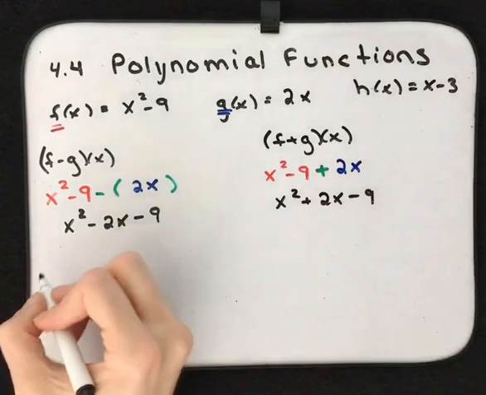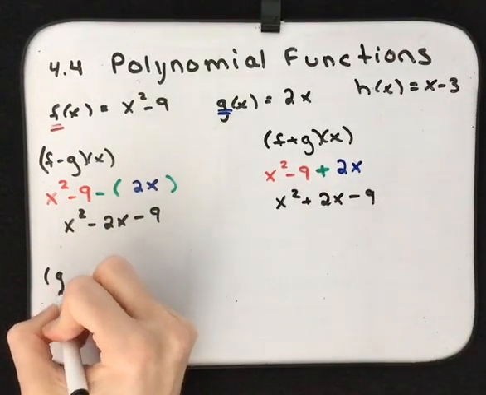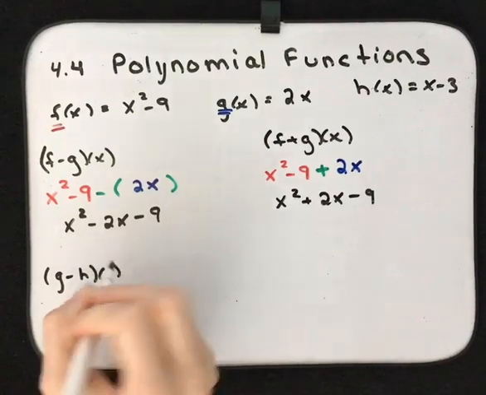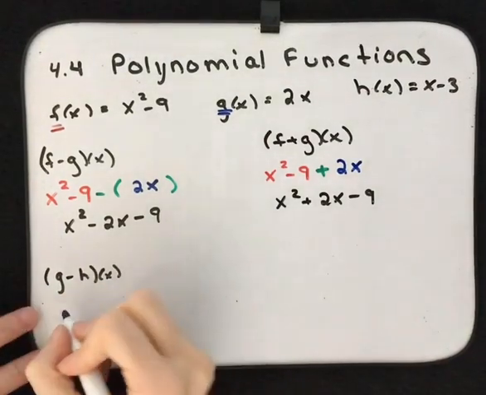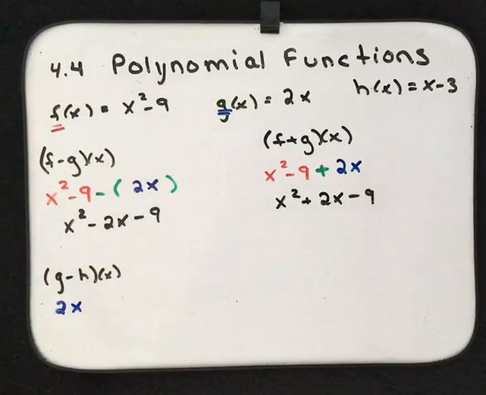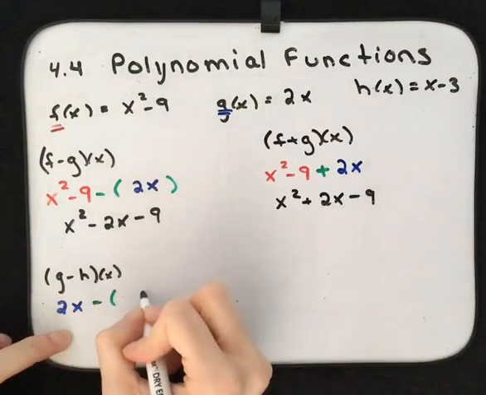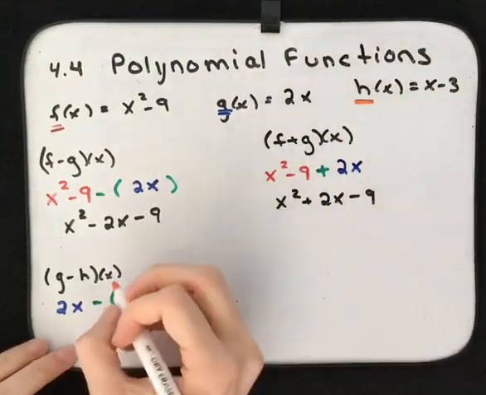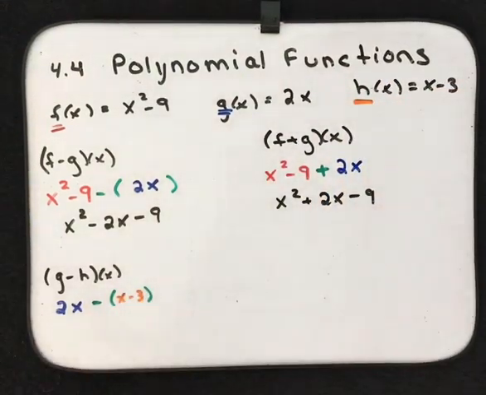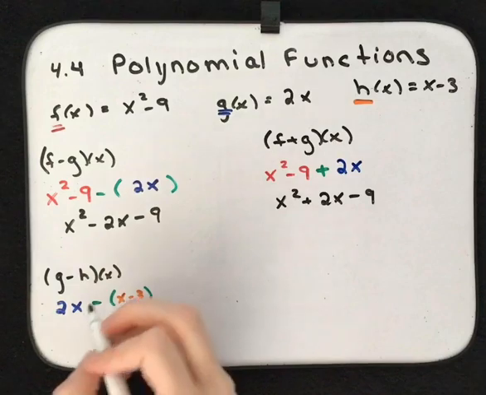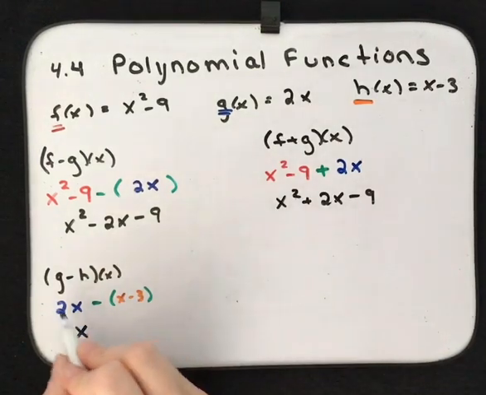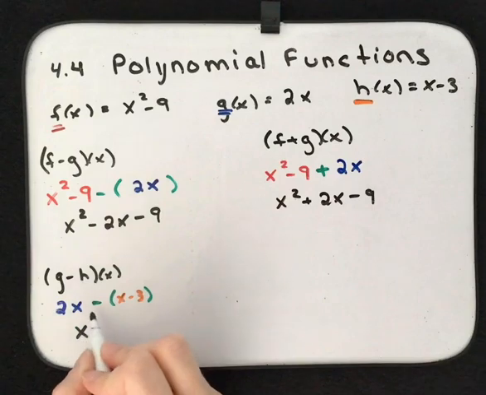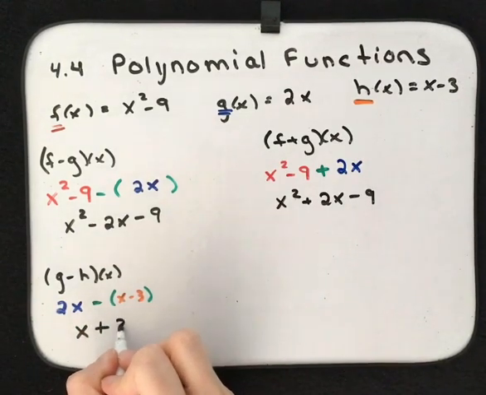Let's try the next one. We have g minus h of x. Well, g is 2x. It's asking for minus, so let's go ahead and put in that parenthesis so we don't forget. And then it is asking for h. H is right here, and that is x minus 3. So let's simplify this down. So we have 2x minus x. Well, that just gives me 1x. And we have 0, no constants over here, minus negative 3. So that's plus 3.